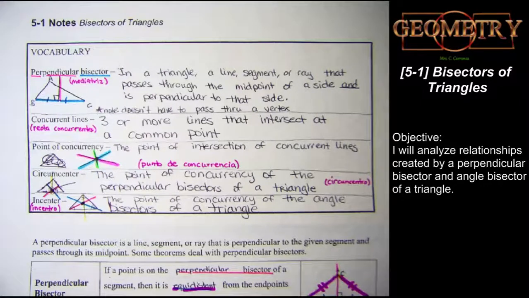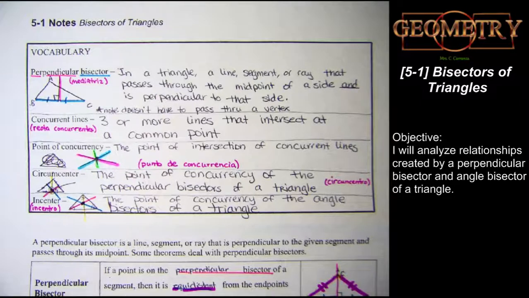Without further ado, we're going to start with bisectors of triangles. And we've got some vocabulary that I'd like to go over first today. The first vocabulary word is the perpendicular bisector. We've already used that word several times.